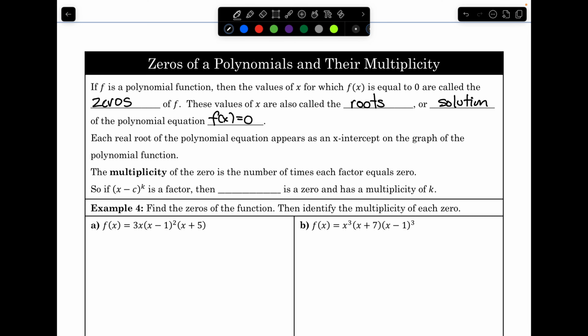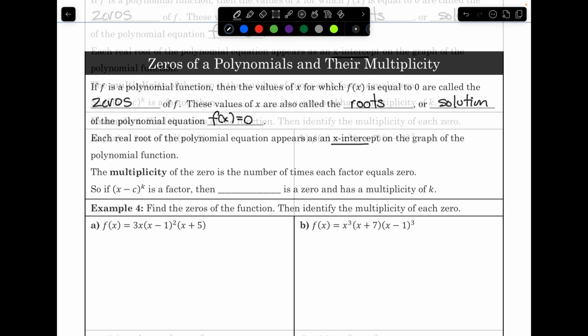Now, these roots of this polynomial equation appear as x-intercepts on the graph of this polynomial function. So if we were to graph these functions, we can find these x values by identifying where the polynomial function is going to cross the x-axis.